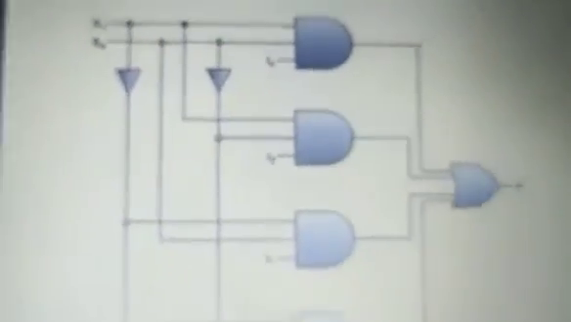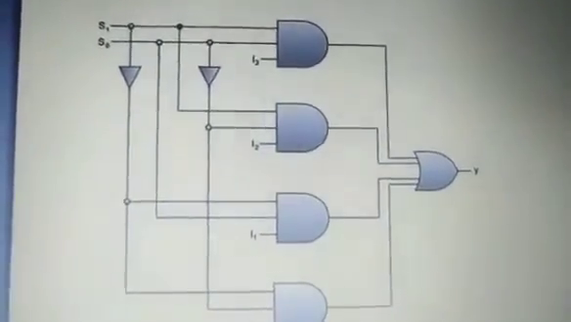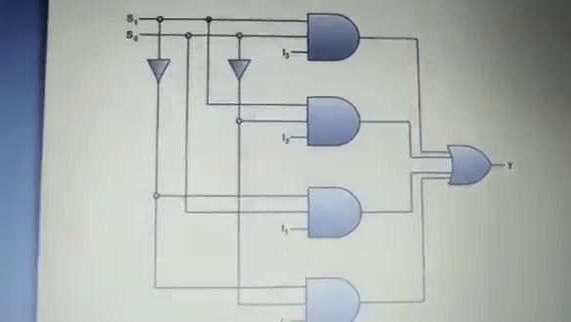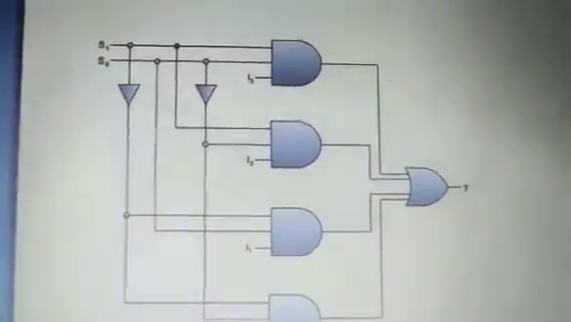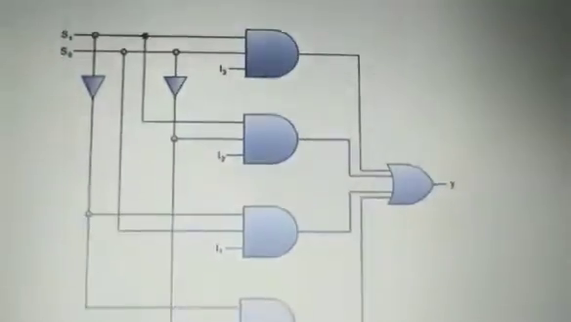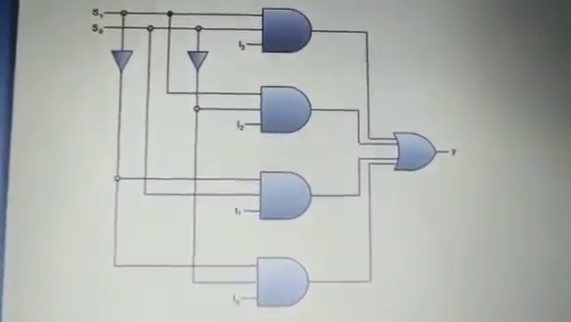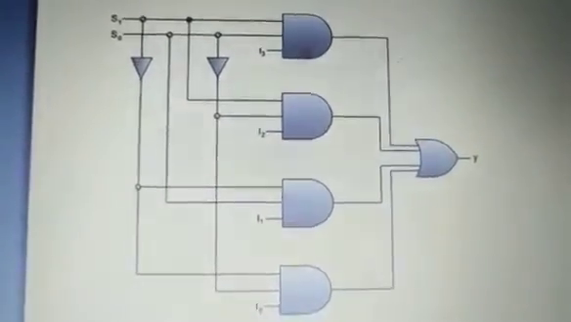Okay, and here in the output screen we have seen that y equals S0 bar, S1 bar and D0. Both are in what formation? The multiplication. So that's why for each expression there are 4 expressions in the output. That's why these 4 AND gates are required. Okay, and one OR gate is required.